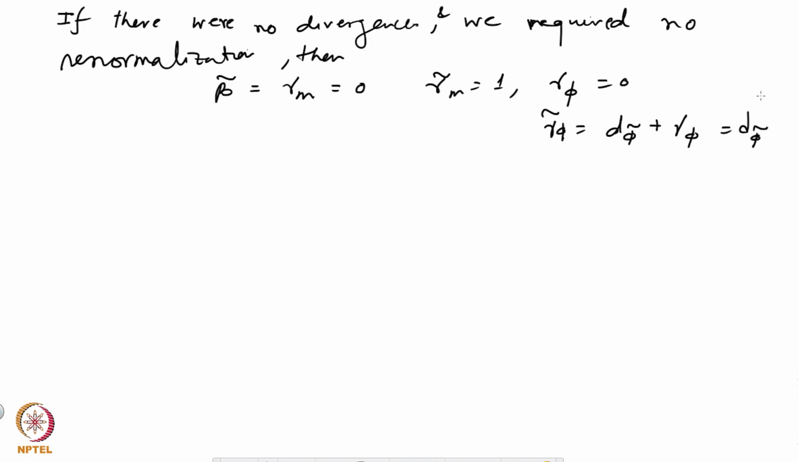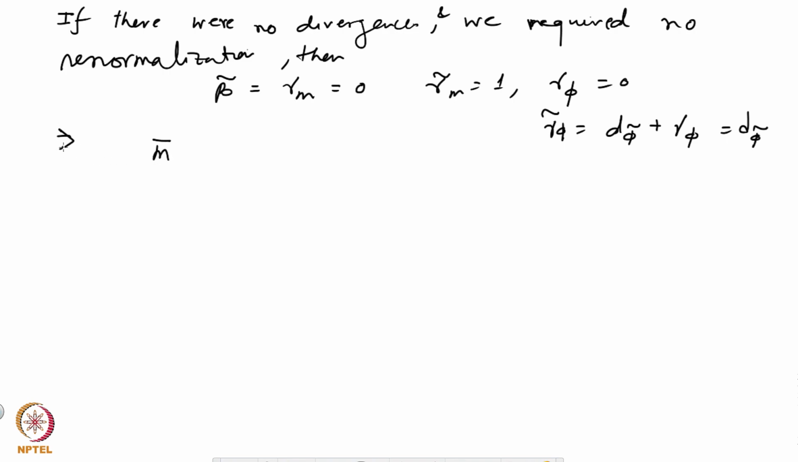d_φ̃ is the mass dimension of φ̃. That is coming purely from dimensional analysis: you just count the mass dimension of φ̃, and that is what d_φ̃ is. γ_φ is the anomalous dimension of φ, and that is what we had called γ̃_φ. So even when you put γ_φ to be 0, because the Z's are 1, you still have γ̃_φ equal to d_φ̃. Now let's take this and put in the definitions of m̄ and λ̄.